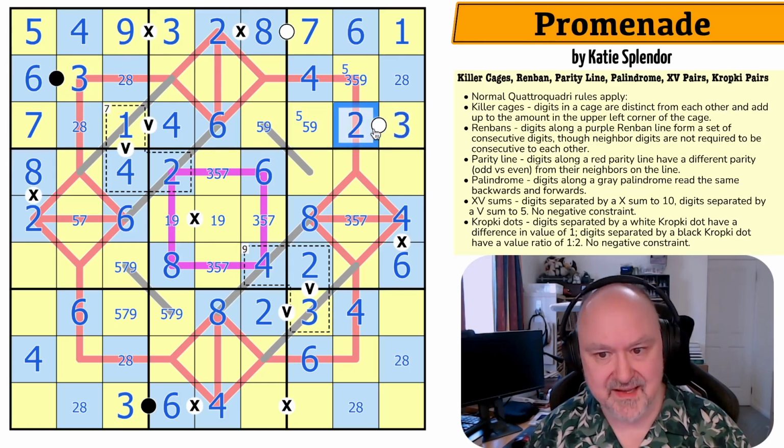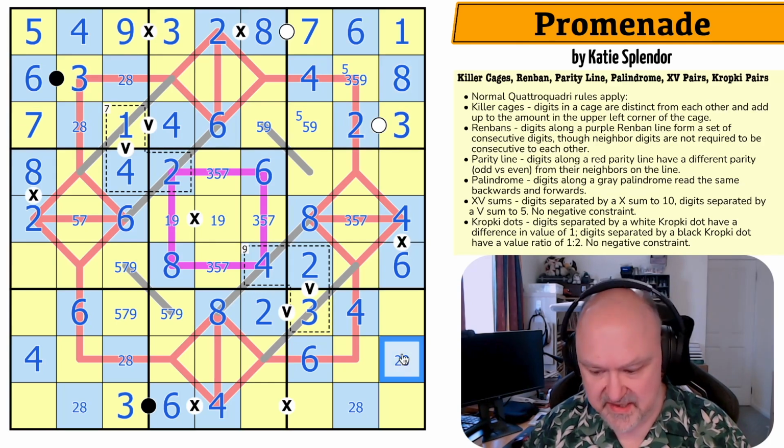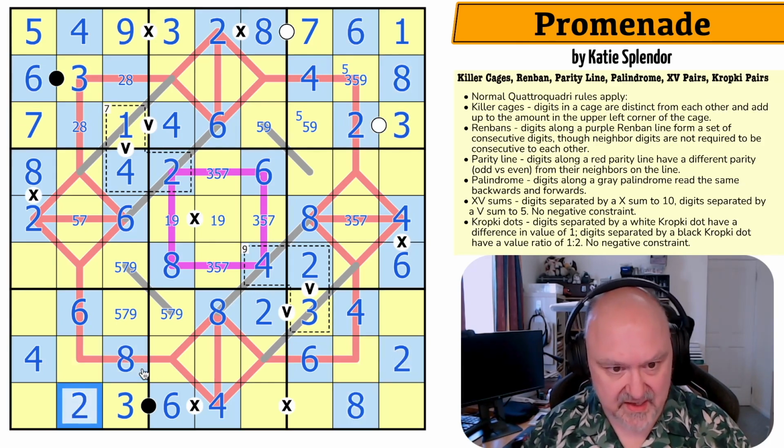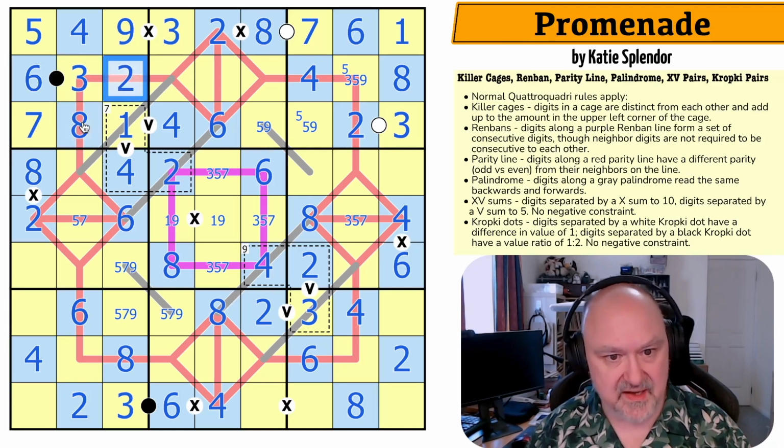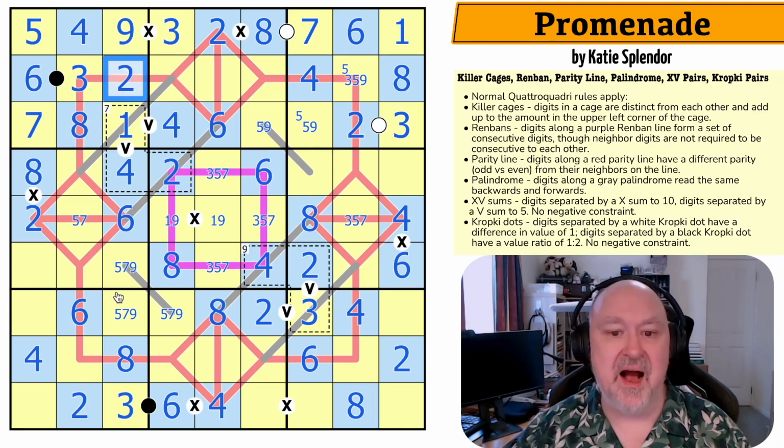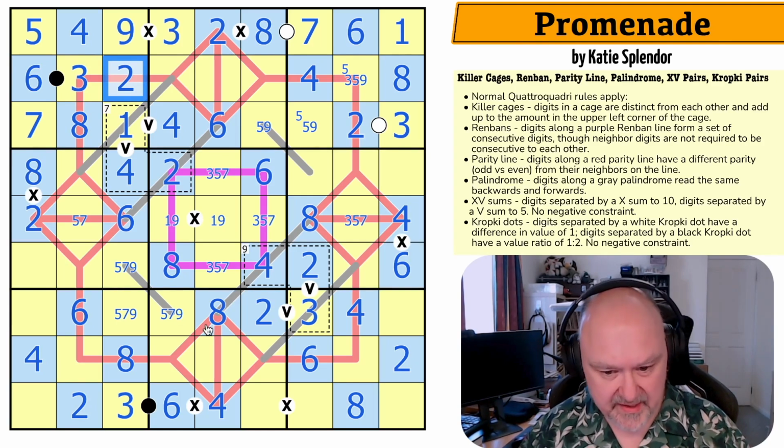That's the 3, making that the 2, making that the 8. Looking down, making that the 2, making that the 8. Looking across, making that the 8, making that the 2. Looking up, making that the 8, making that the 2. And I've done the even half of the puzzle. Okay.